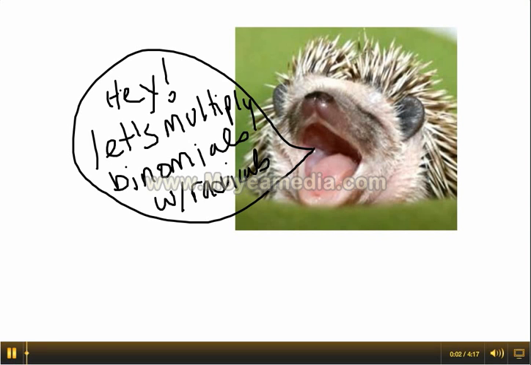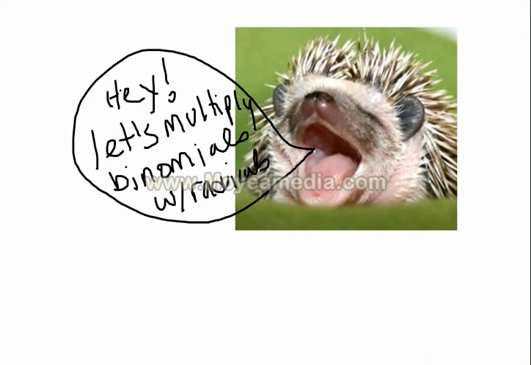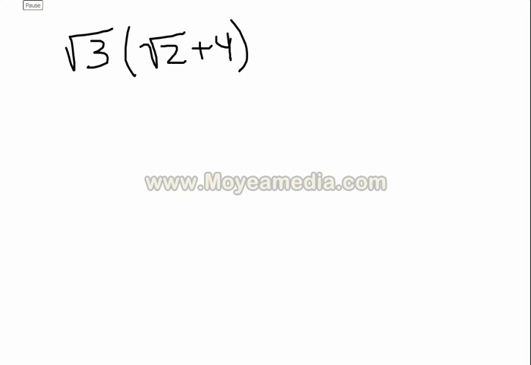So today we are going to talk about multiplying binomials with radicals. We've already worked on a problem like this, where we just use the distributive property. We distribute that radical 3 and we get radical 6 plus 4 radical 3. So those we can kind of handle.